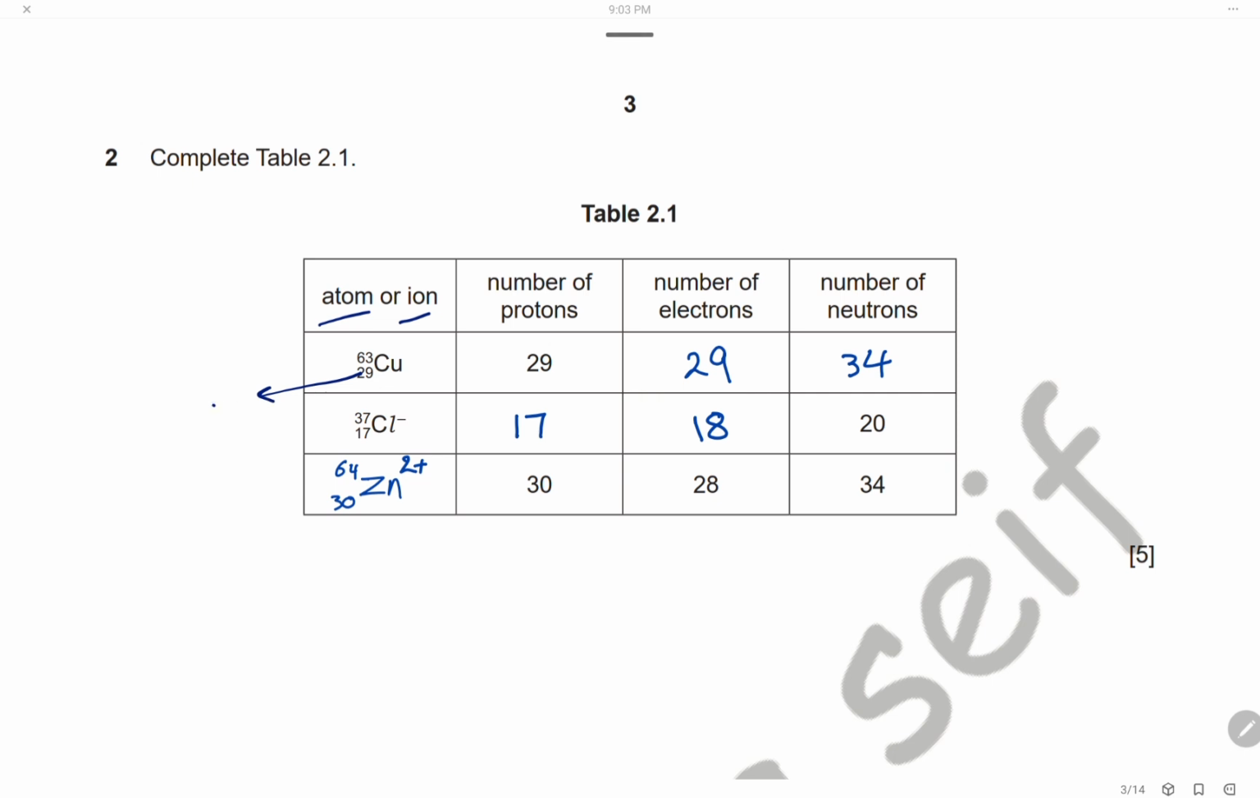Here is the proton number, which is the number of protons, and the mass number, which is the number of protons plus neutrons. Because copper is an atom, the number of protons equal to the number of electrons, so we have 29 electrons. And to calculate the number of neutrons, we will subtract the mass number minus the proton number, so we have 34 neutrons.